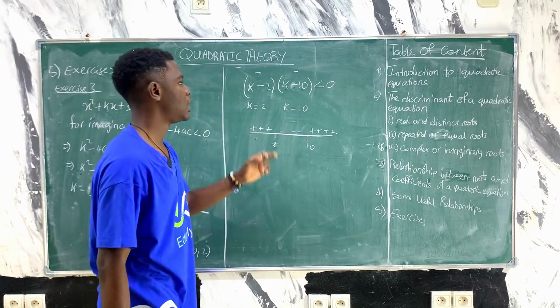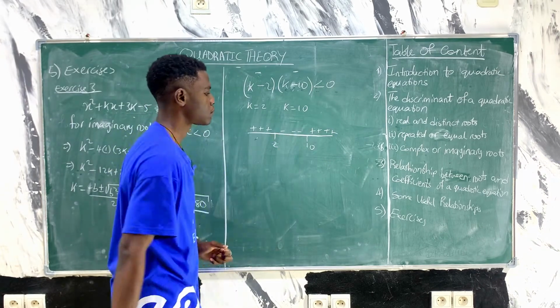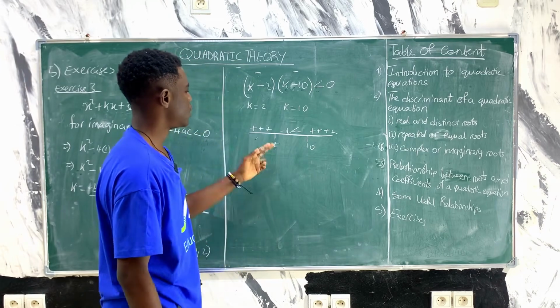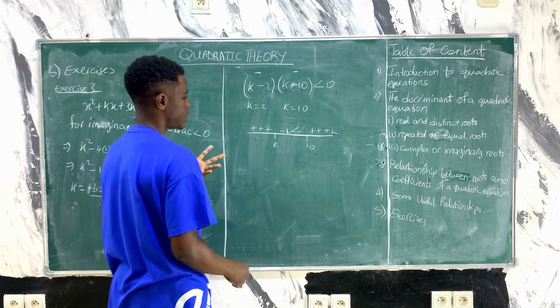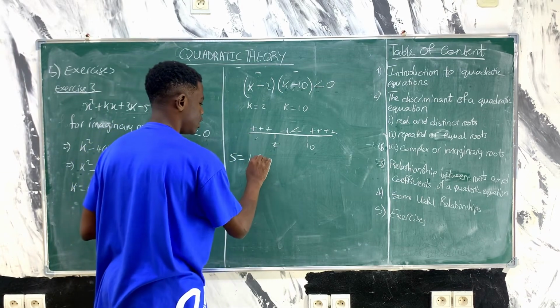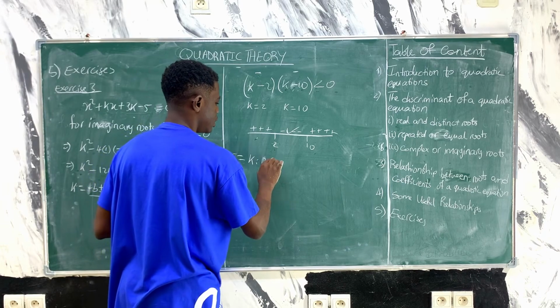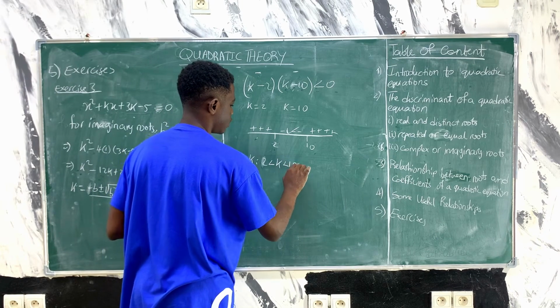So since we want values of k which are less than 0, we take the minus part. So we take this part. We can see that the part lies in between 2 and 10. So how is our answer going to be? The solution set is k such that 2 is less than k is less than 10.